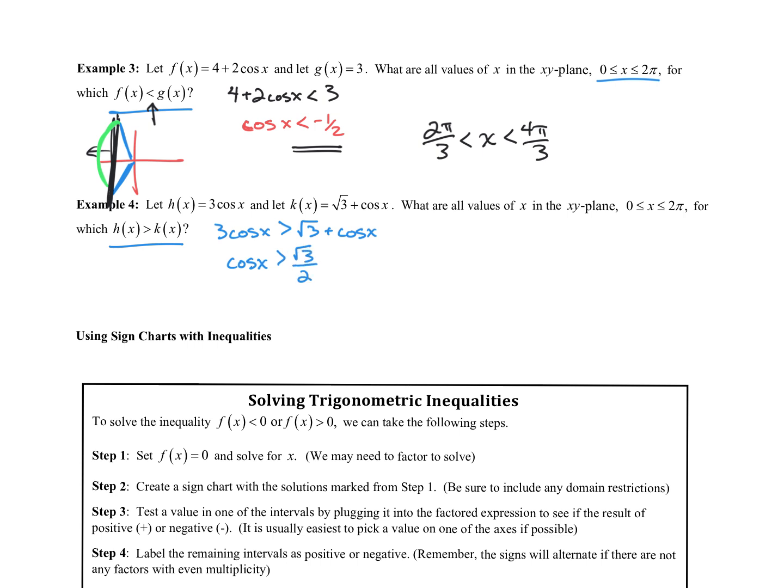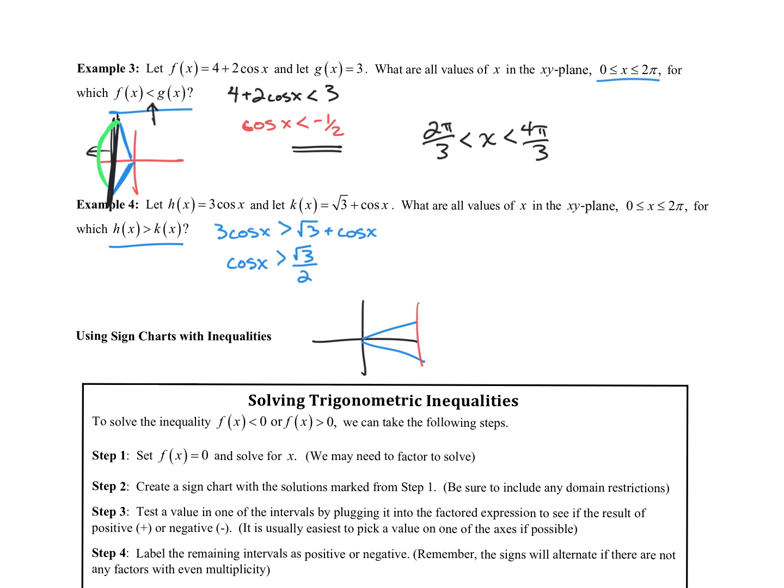All right. And so now let's think about our unit circle again. And so when is cosine square root 3 over 2? At pi over 6. When else? And at 11 pi over 6, right? And so cosine deals with the x, or does it deal with the y? It deals with the x.